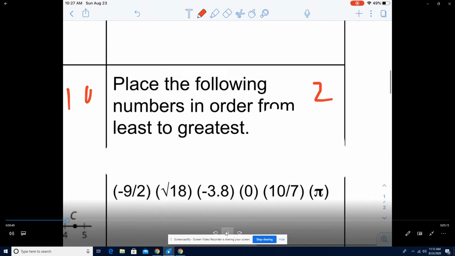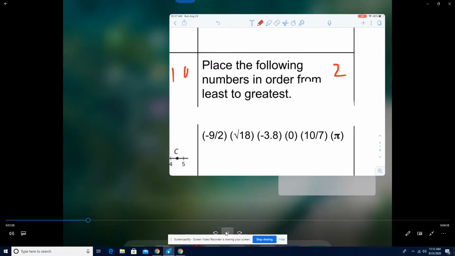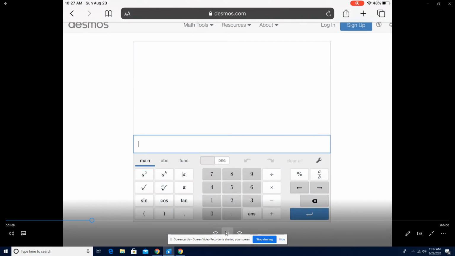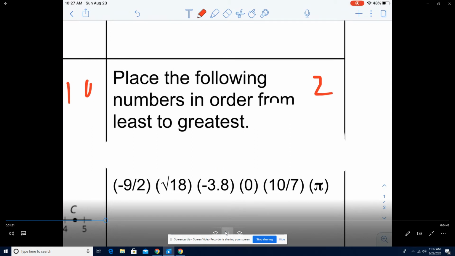The next type of problem is placing the following numbers in order from least to greatest. The first step is always to take each one of these numbers, negative 9 halves, square root of 18, negative 3.8, 0, 10 over 7, and pi, and use the Desmos scientific calculator to convert them to decimals. We have 4.5, but don't forget it's negative, and you can't enter a negative into the calculator, so you do that. I've already done that so we didn't have to spend a lot of time. So these are all converted to decimals.